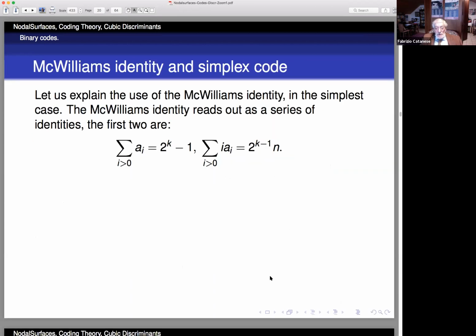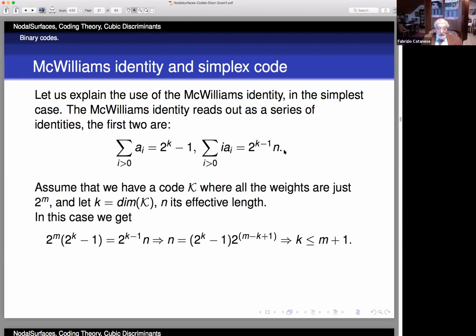I think it was Jonathan Wall who showed that the MacWilliams identity makes some proofs much easier. So let me explain the use of the MacWilliams identity in the simplest case. The MacWilliams identity reads out as a series of identities, and the first two are: the sum of the a_i is 2 to the k minus 1, and the sum of the number of elements of weight i multiplied by i is the power of 2 with exponent k minus 1 times n, the effective length.